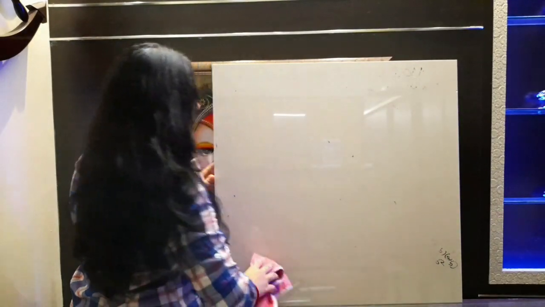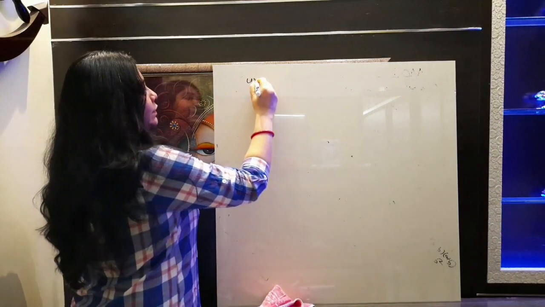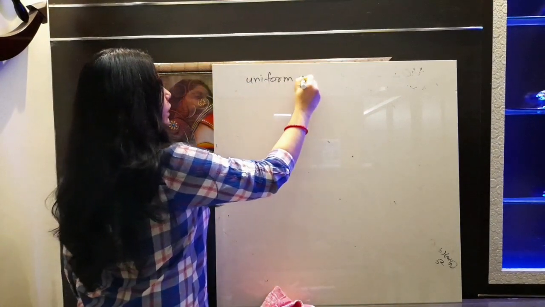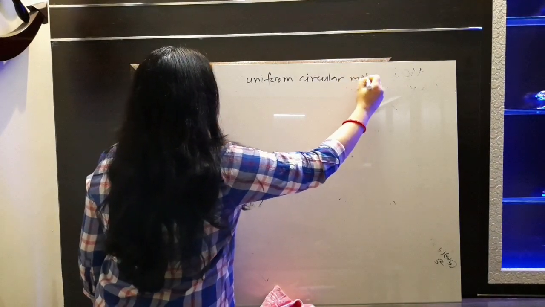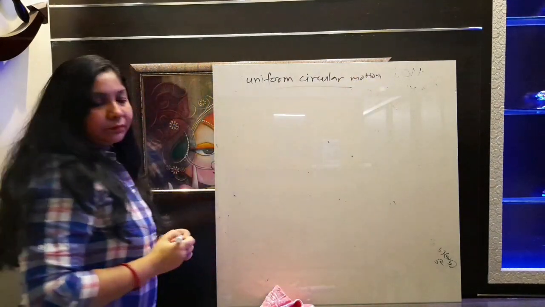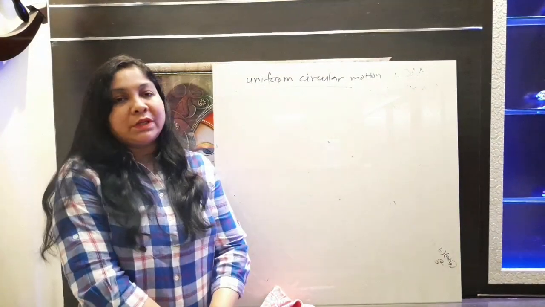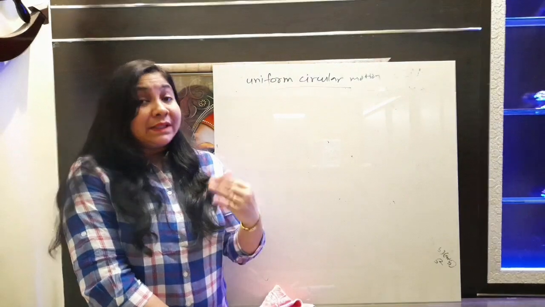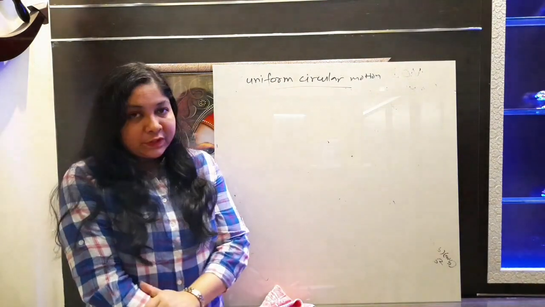Now we will talk about uniform circular motion. This is our last topic. What is uniform motion or uniform circular motion? Uniform motion, we know, is when a body covers equal distance in equal intervals of time. Then we say it is in uniform motion, right?